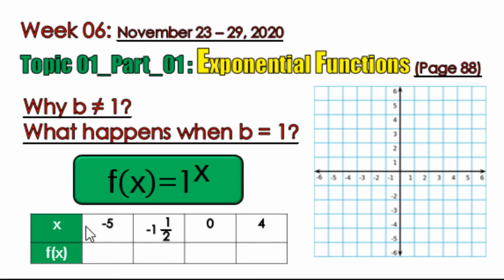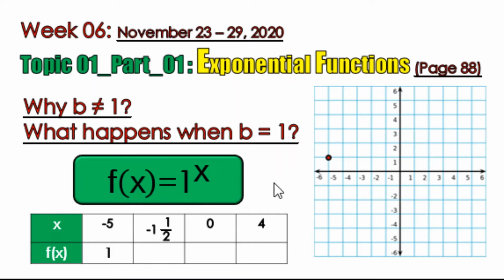We can assign any values of x because the domain of this function is the set of real numbers. So you can assign -7, -1 and 1/2, -100. You can also have 4.5, 50 and so on. Okay? So if x is -5, so 1 raised to -5, f of x is equal to 1.